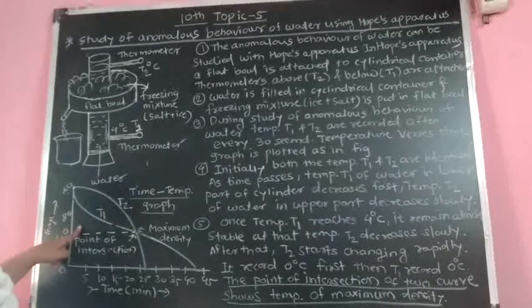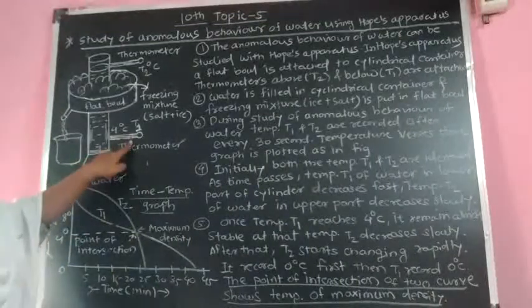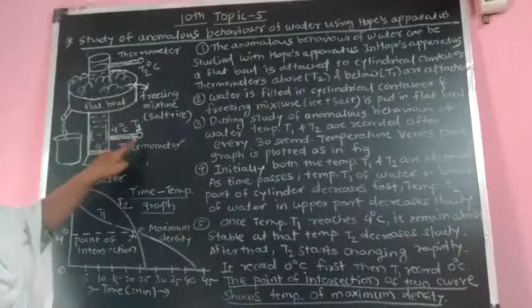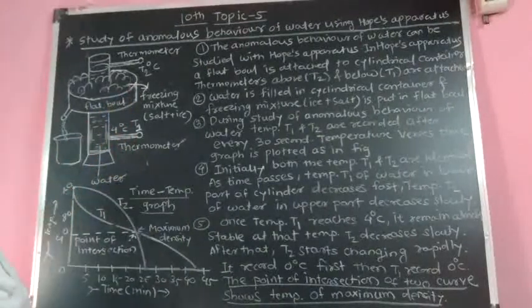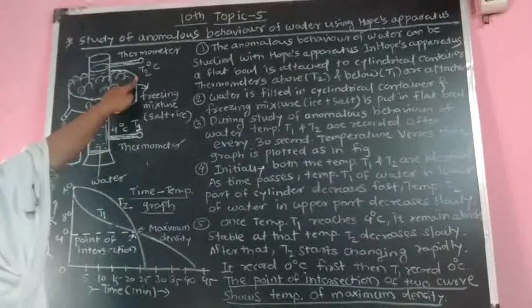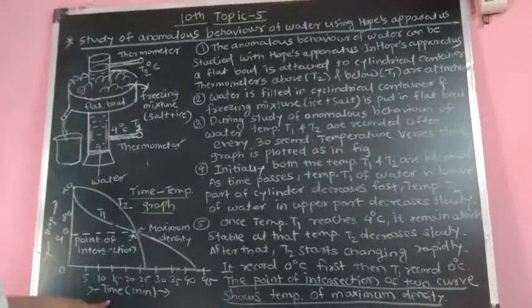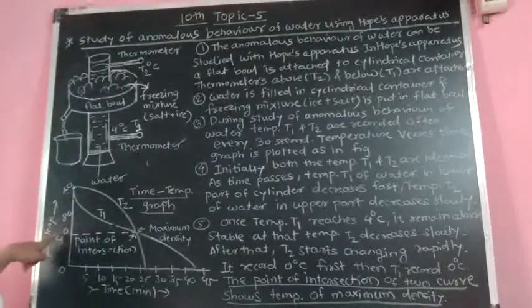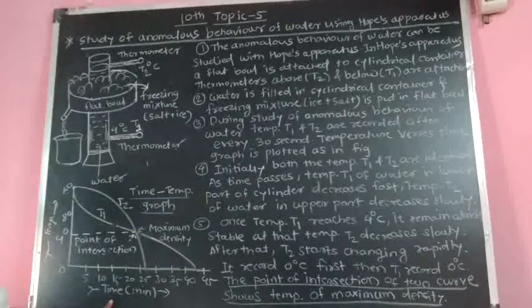This is the graph. We have to record the temperature in these two thermometers, T1 and T2. After every 30 seconds, we have to record the temperature in thermometer T1 and thermometer T2. After that, we have to draw the graph of temperature versus time. You can see here, this is the temperature versus time graph. After studying this graph, we can understand the anomalous behavior of water.